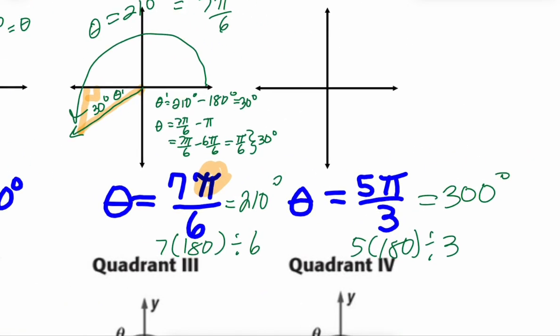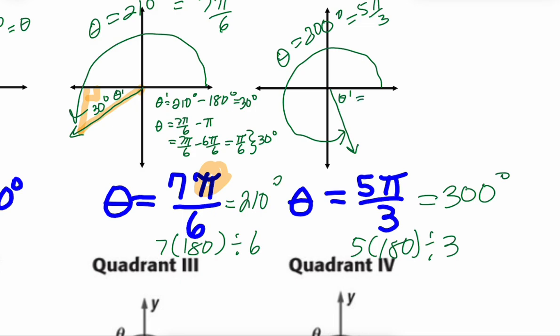It's going to land us in quad 4. Let's draw a picture. There is theta, about 300 degrees. Again, these are just rough sketches of 5 pi over 3. I know that theta prime has to go here. I know it has to add up to 360, so I need 60 degrees. Pi over 3 is 60 degrees.